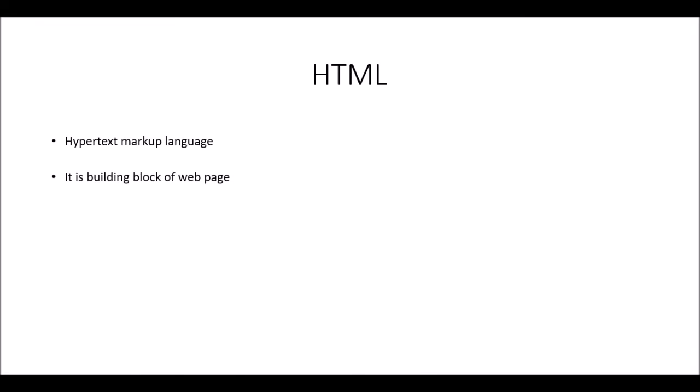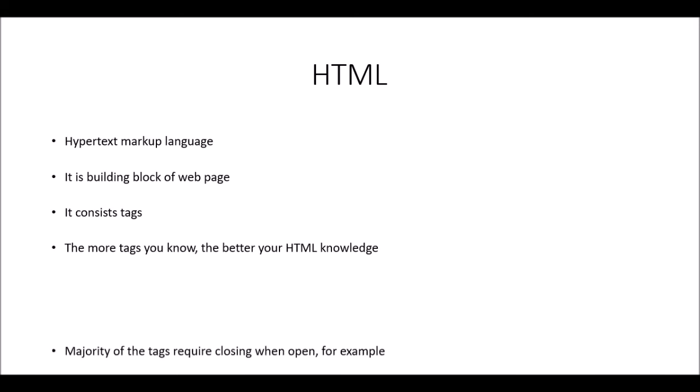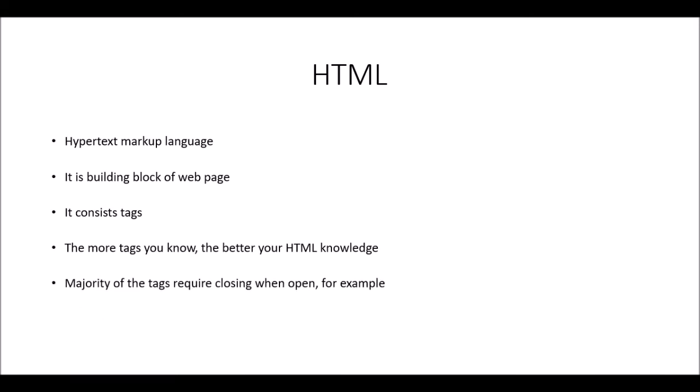You have to know HTML is a content layer, as I told you in part 1 of this video, and it is the building block of a web page. Then it consists of a lot of tags. The more tags you know, the better your HTML knowledge will be. The majority of the tags require closing whenever you open them. A very good example is the bold tag. If you want to bold something, you have to. The good news about this HTML is it just looks like the English we are speaking. Bold is represented by B.